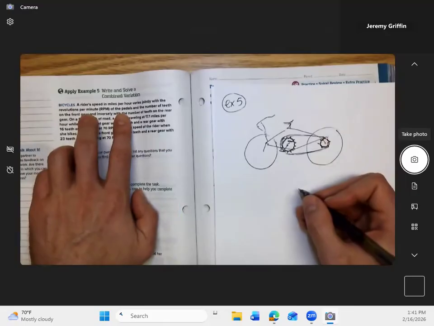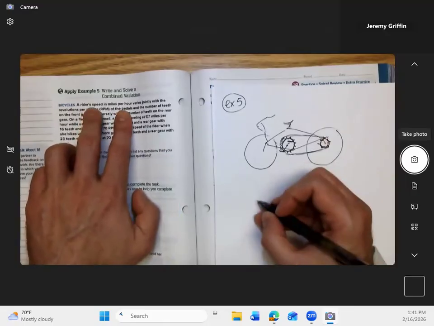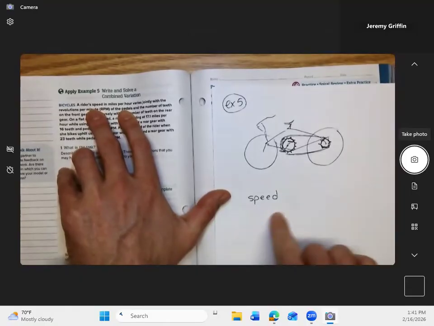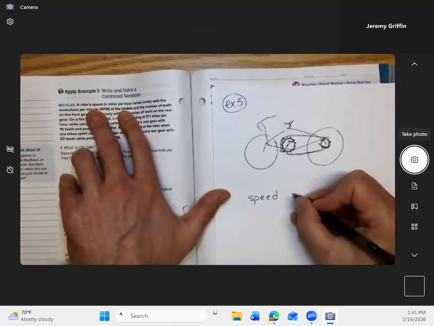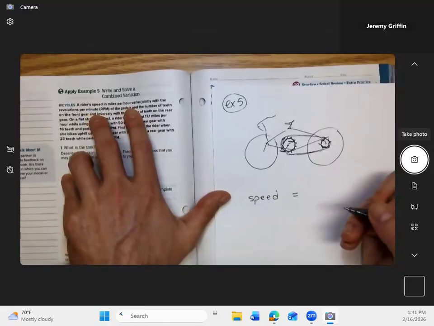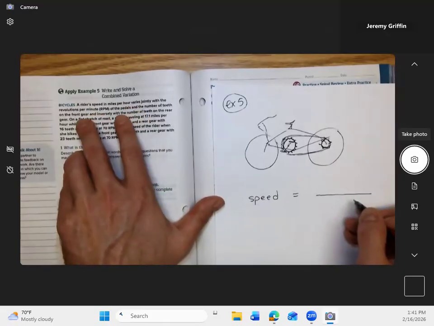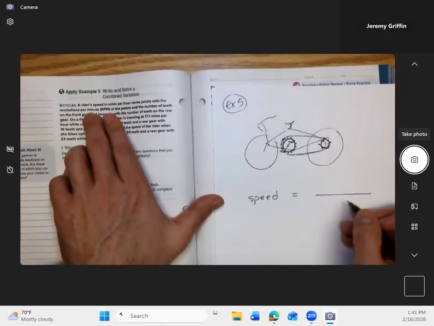All right, so a rider's speed. I'll go ahead and spell out the word speed. In physics, a lot of times I'll use the character v for velocity, but I'll spell it out here. Speed varies jointly with... so let's get a fraction going. The revolutions per minute.